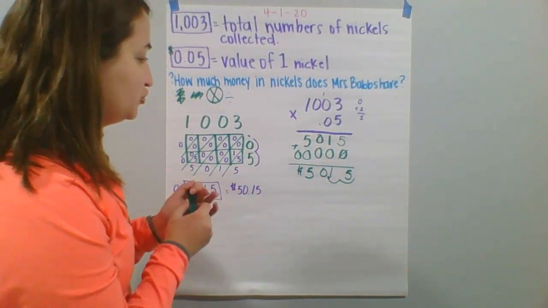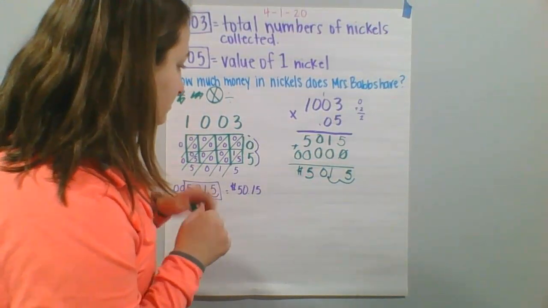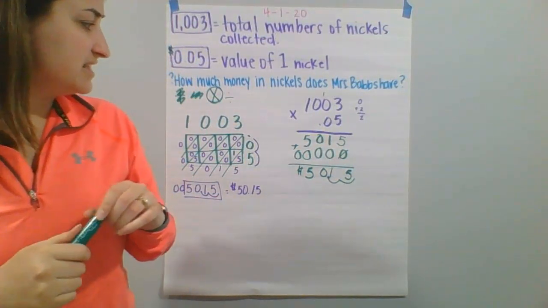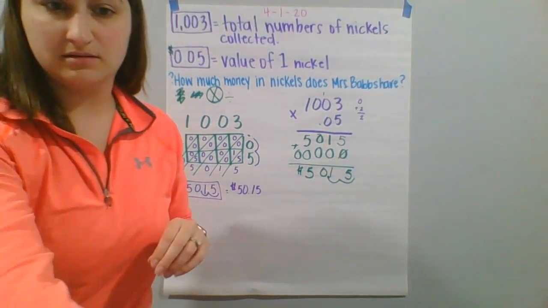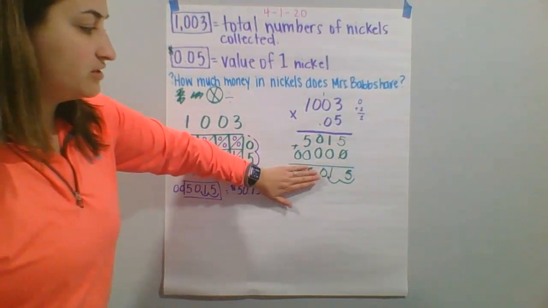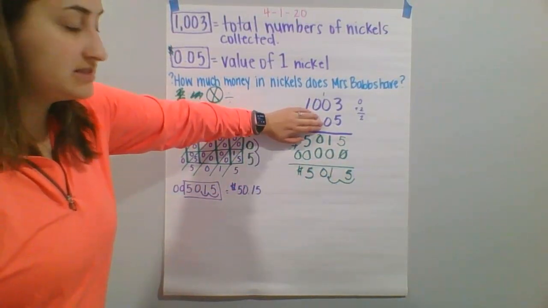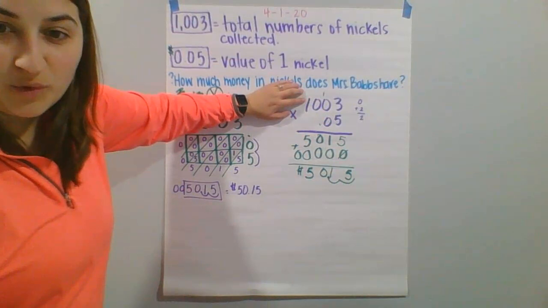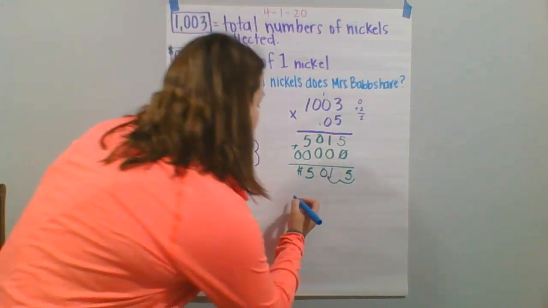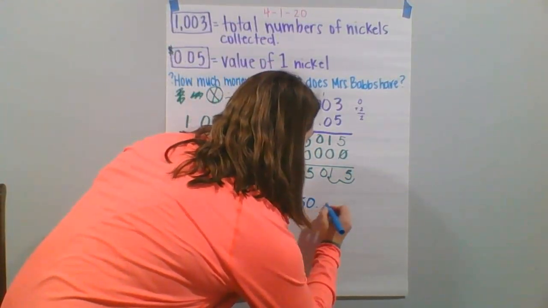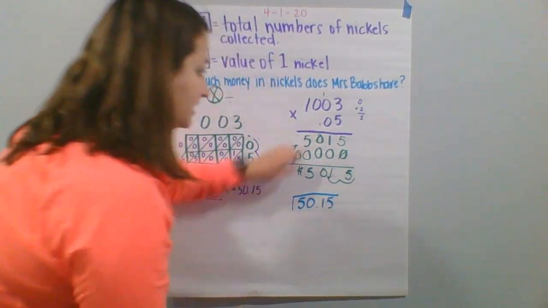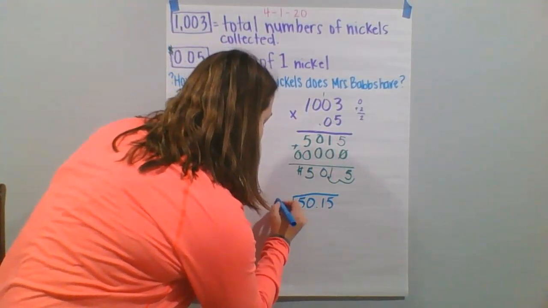Lastly, if we want to check our work, we're going to be doing the opposite. When you do the opposite, you're going to start with your answer that you got, divide it by this number right here, and then hopefully you get 1003. So we're going to do kind of that standard algorithm, taking 50 and 15 hundredths, or $50.15, and dividing it by 5 hundredths.